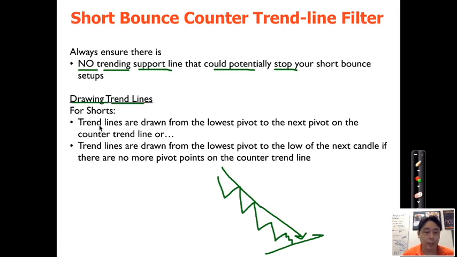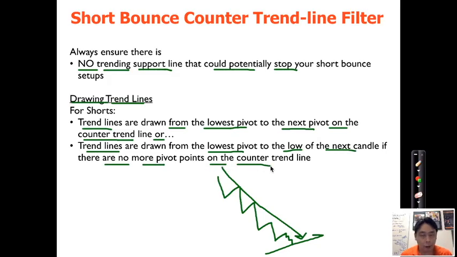Okay, so it's the opposite. In this case, we draw the trend line from the lowest pivot to the next pivot on the counter trend line. Or we draw the trend line from the lowest pivot to the low of the next candle if there are no more pivot points on the counter trend line. Okay, so again, pivot point.